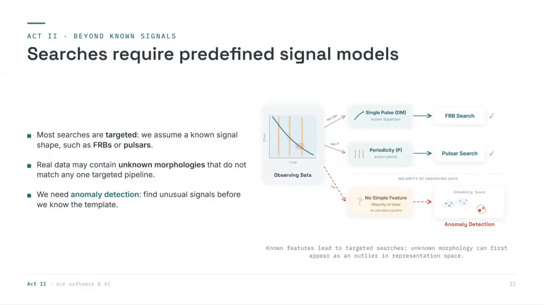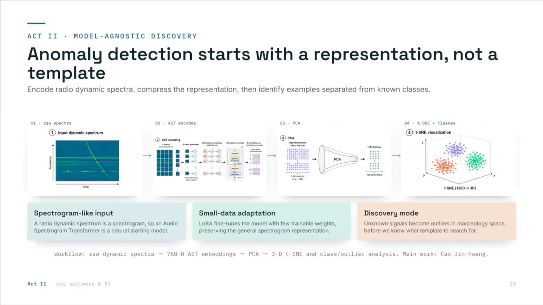And we should also note one point: a new signal can mean more than one interesting event. It can open a new field. FRB is a good example.